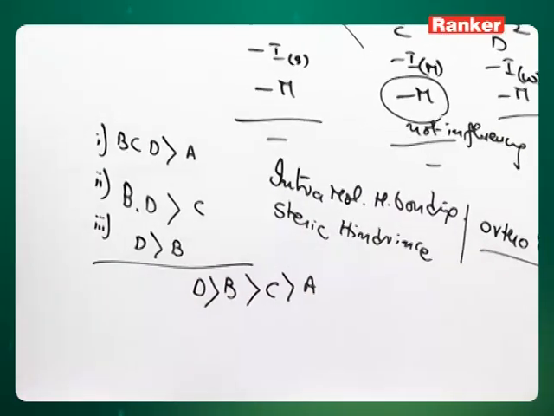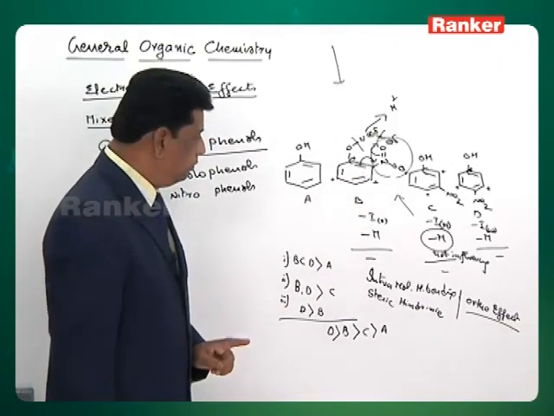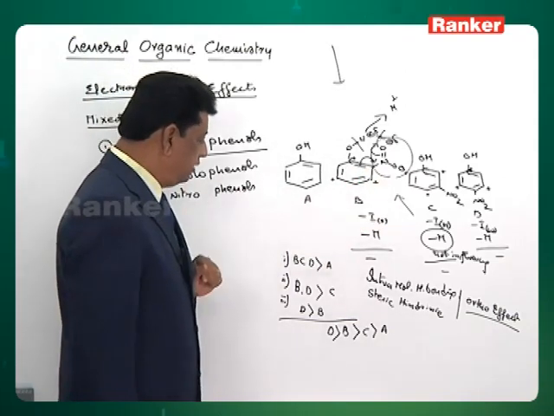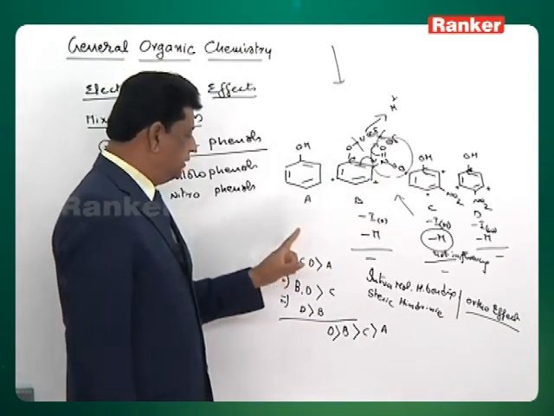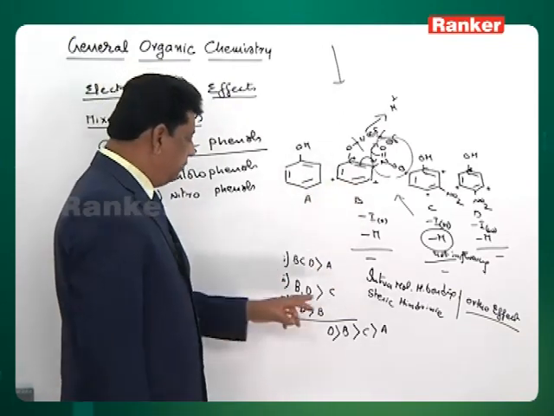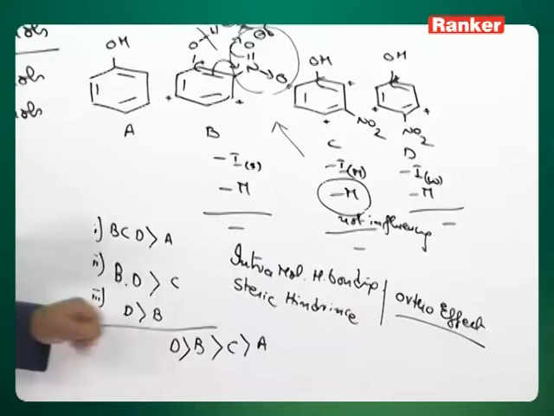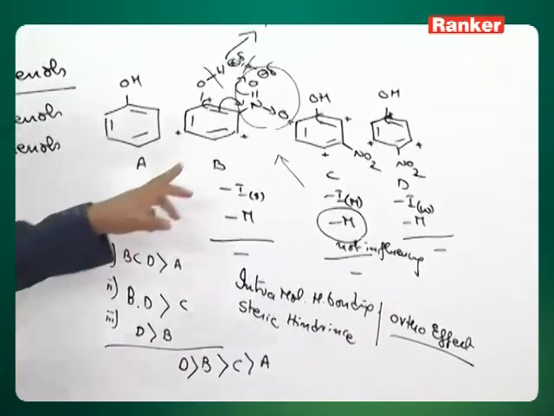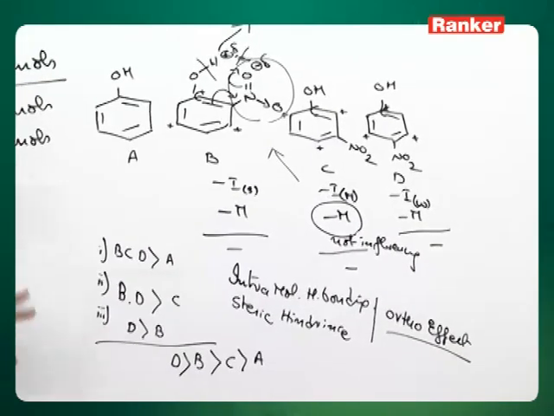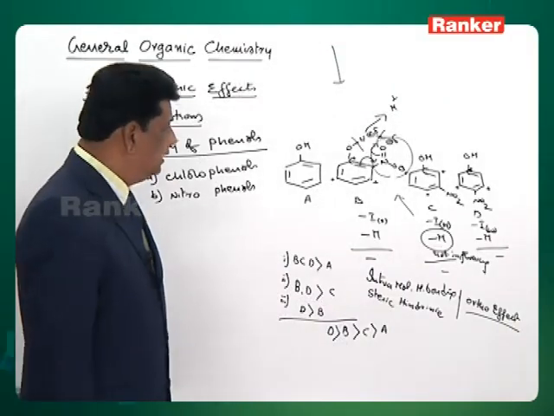So the overall order is para-nitrophenol is the stronger one over ortho-nitrophenol over meta-nitrophenol over ordinary phenol. All nitrophenols are stronger than ordinary phenol. Among ortho, para, meta, meta is weaker and ortho and para are stronger, double effects. Out of D and B, B has a specific observation, that is the ortho effect. Due to the intramolecular hydrogen bonding and steric hindrance, the acidity is decreased. Therefore, this finally resulted like this.